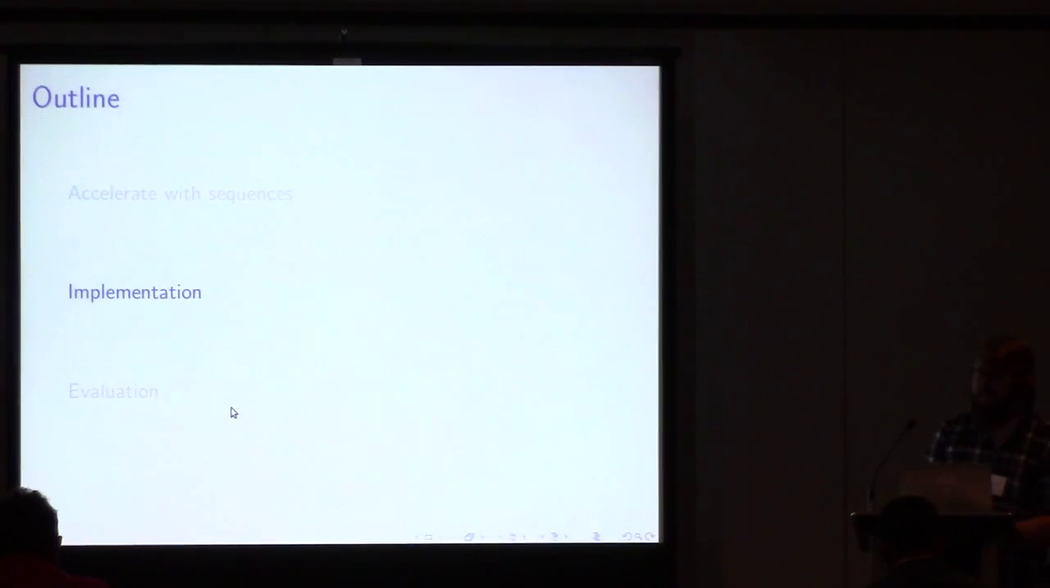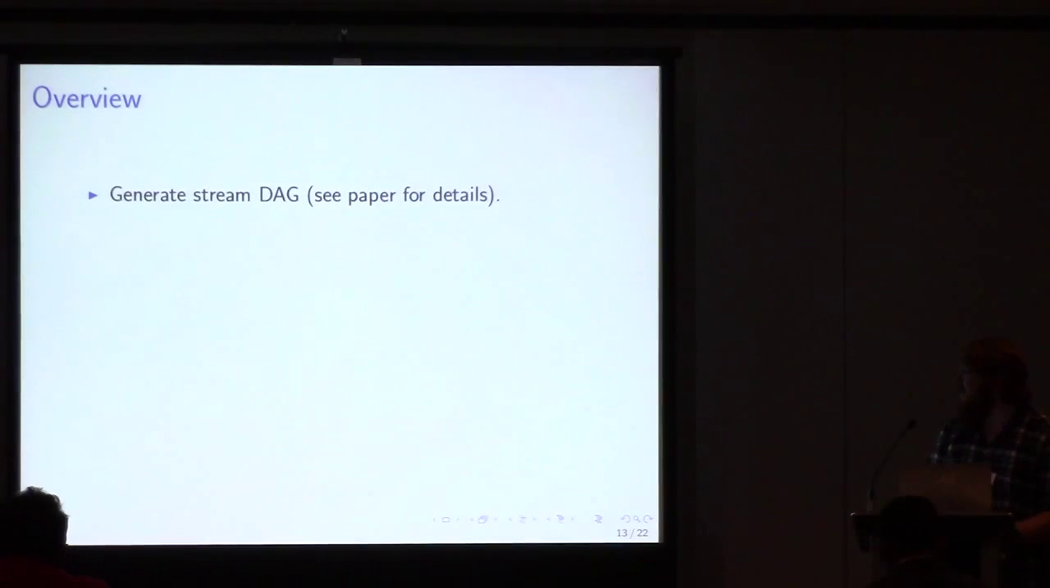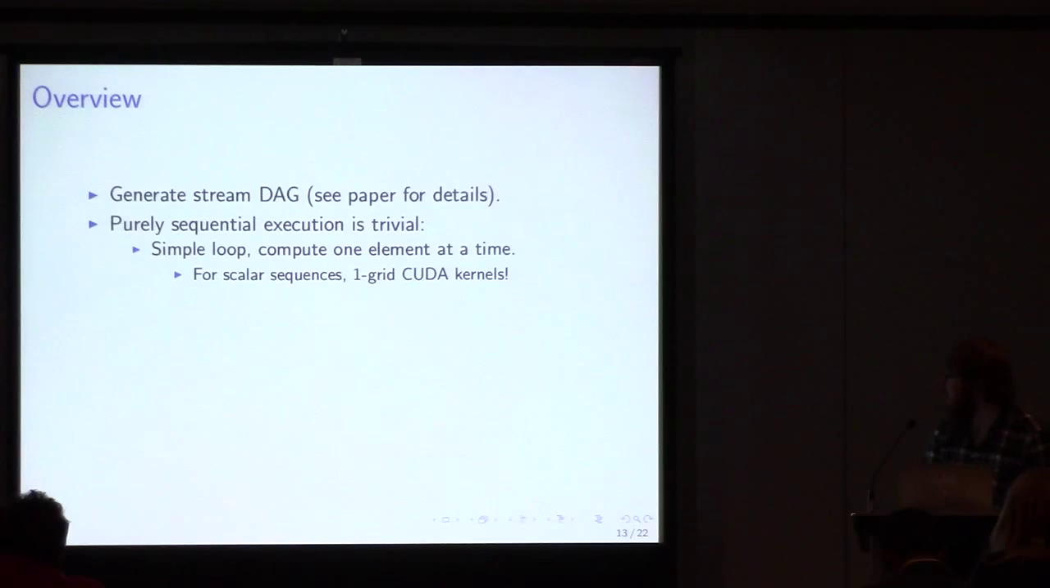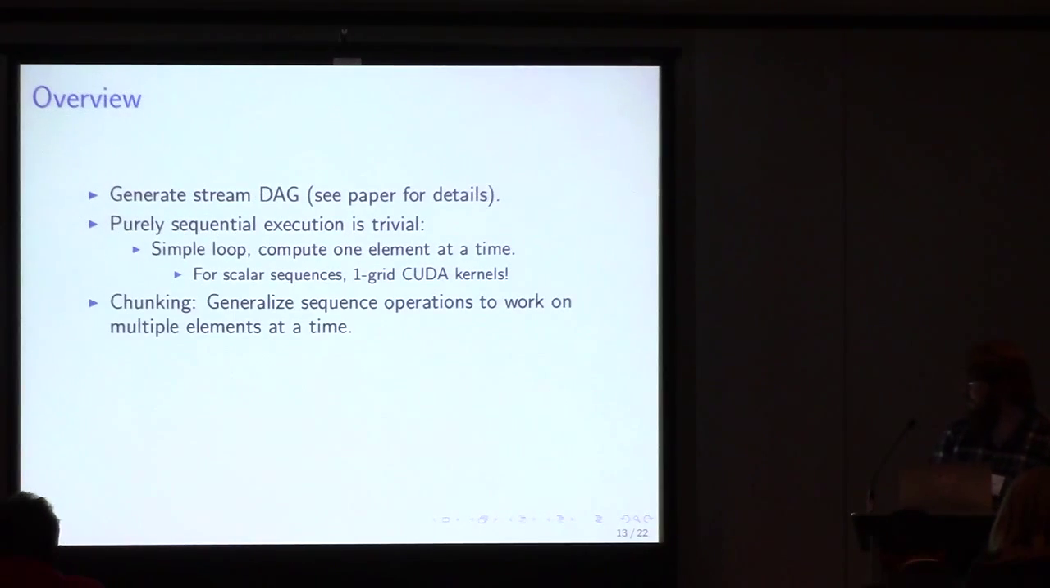Okay, so how did we implement this? Basically, we generate a directed acyclic graph with these transducers as internal nodes and consumers as the leaves, and the edges are then these buffers. And how do you execute it? Well, there's always a purely sequential schedule for these, where you just compute one array at a time of a sequence. It's simple, but it's horribly inefficient, especially for CUDA, so we want to do better than that.